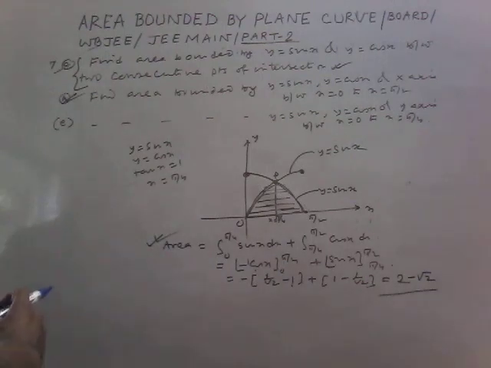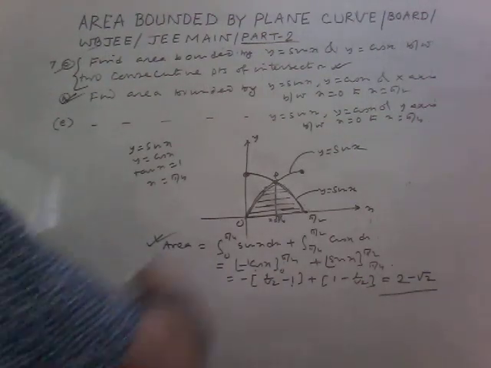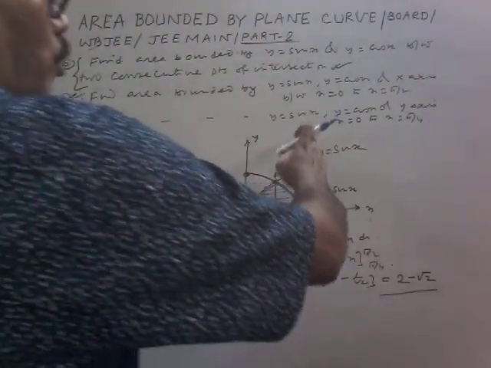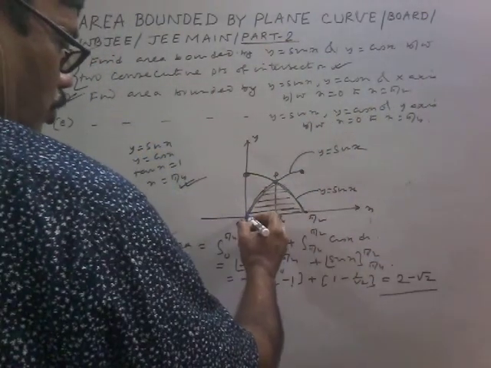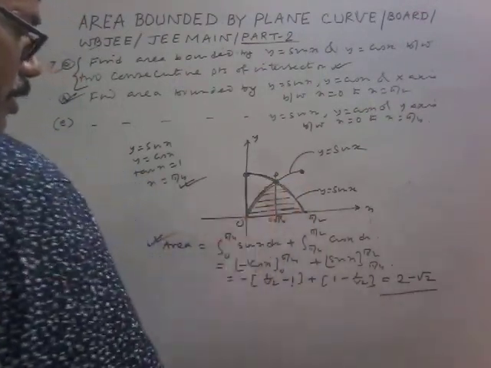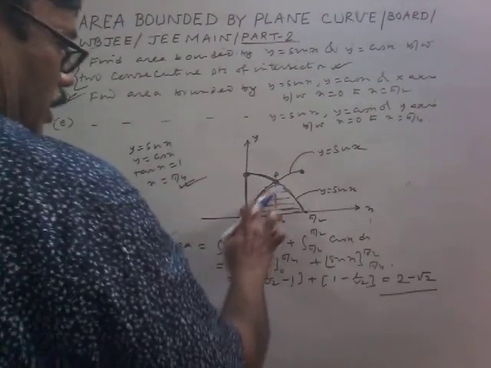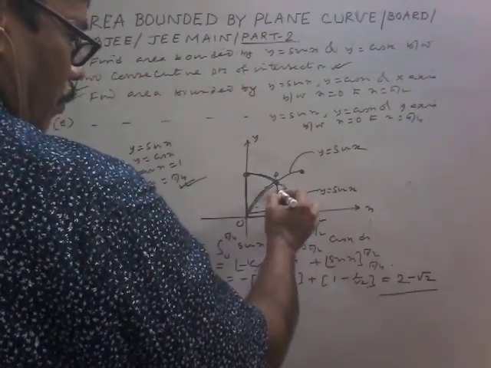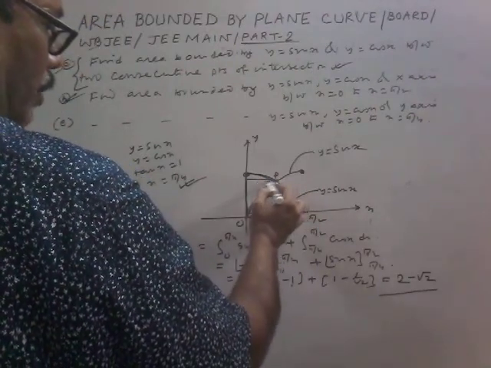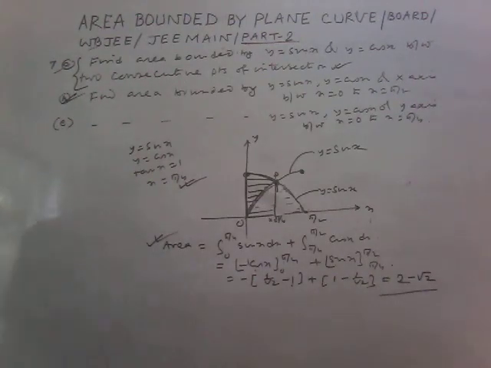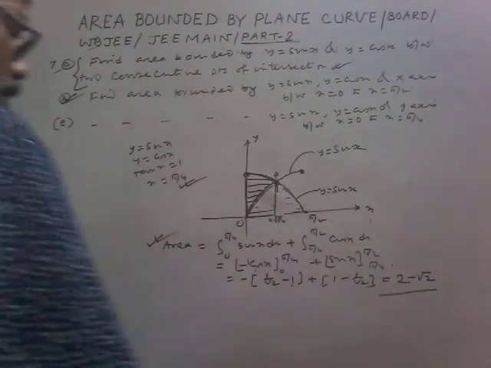Now for problem number C, same problem, the point of intersection is pi by 4. You have to find the area bounded by y equals sin x, y equals cos x and the y axis. So this is our area from 0 to pi by 4. So what is our area?